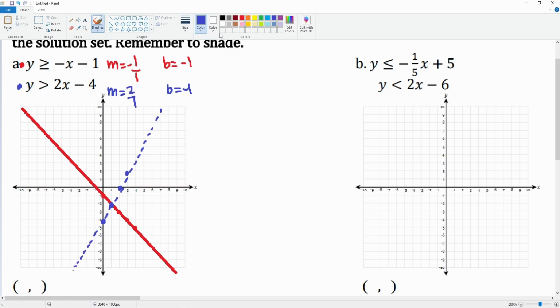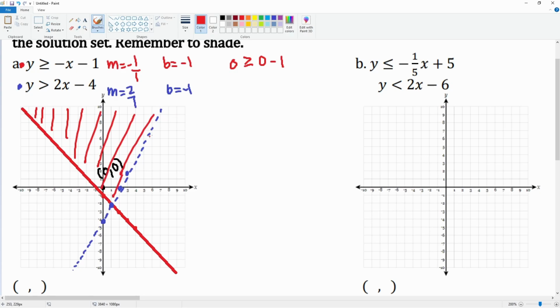Okay, now I have to shade. The idea of shading is you always want to shade on the side that is true. So you want to test the point 0, 0. All right, test that point. So let's go back to the red one. We plug in a 0 and we plug in a 0. Is this true? Is 0 greater than -1? That is correct. So this side here is true, so we go towards it.